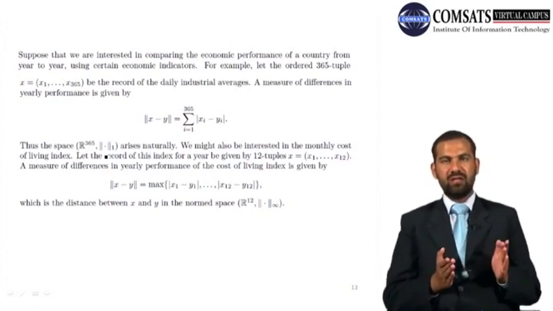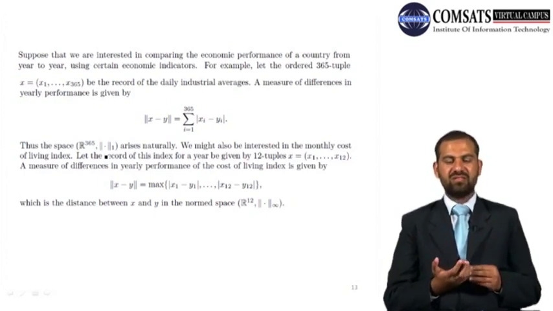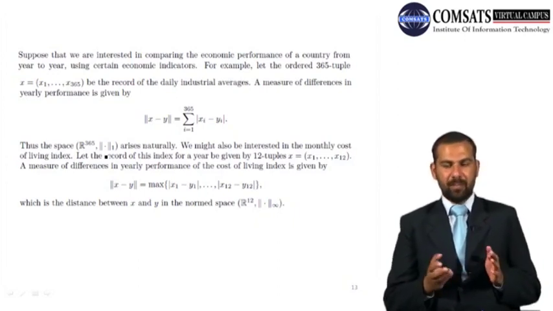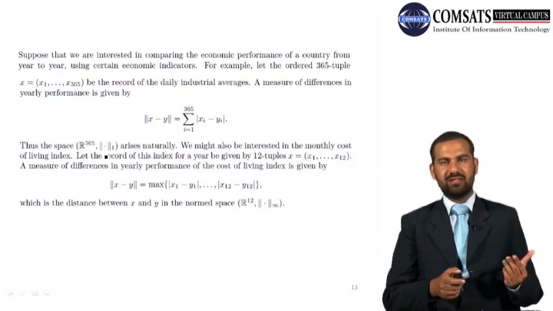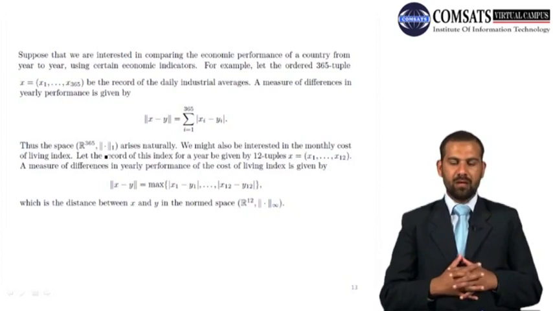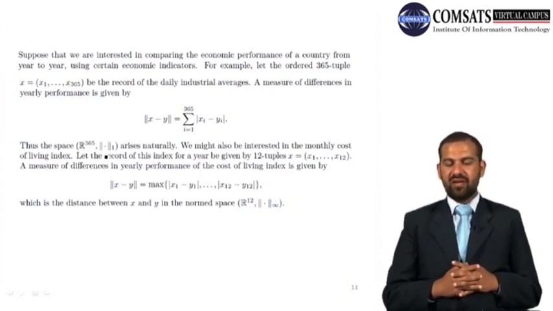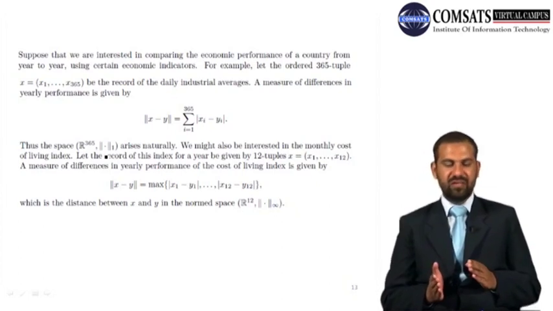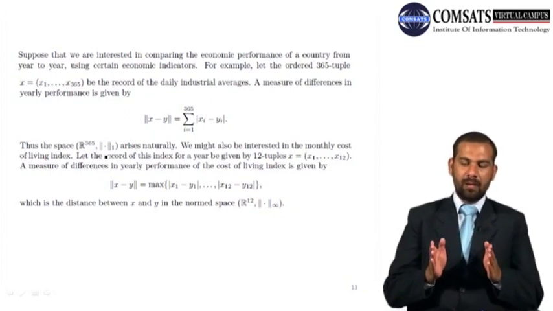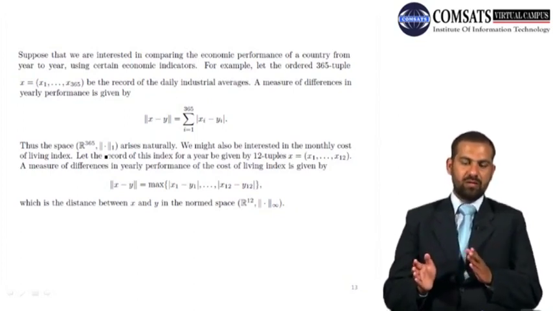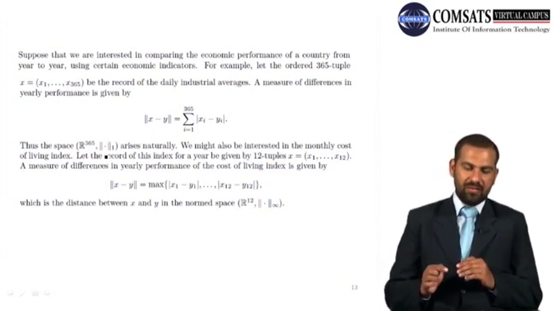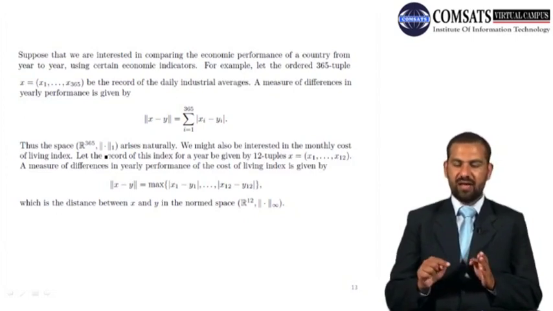For example, suppose we are interested in comparing the economic performance of countries year to year, meaning every year we have 365 days. So for this we obtain a 365-tuple, where every element is x1, x2 up to x365, recording the daily industrial averages. A measure of differences in yearly performance is given below.